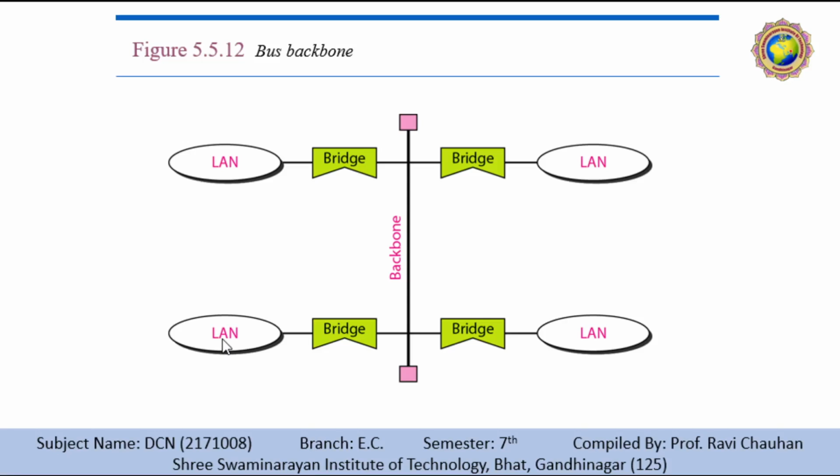Each bridge connected to the backbone has a table that shows the stations on the LAN's side of the bridge. The blocking or delivery of the frame is based on the contents of this table.